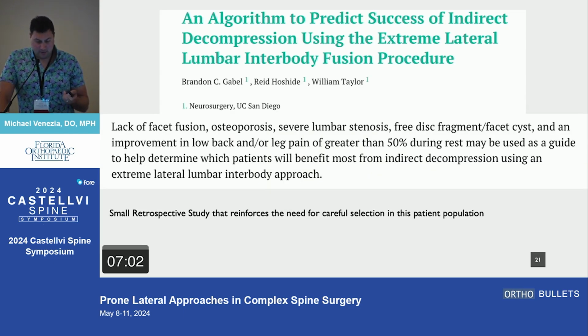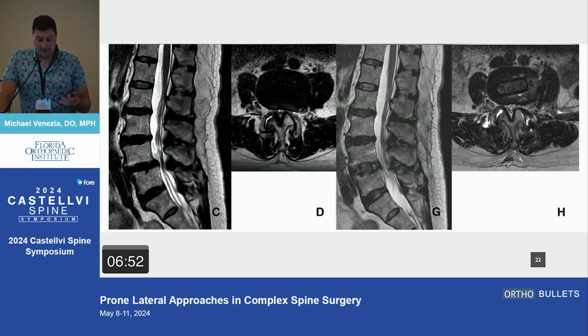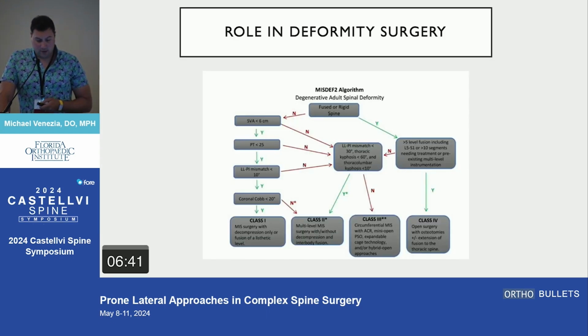Bill Taylor did a really good job trying to define which of these patients that we can carefully select, but I would argue that with prone lateral, we're able to accomplish all these goals and open decompress if we see it as necessary. And there's some good studies that show that these are pre and post-operative MRIs that we do get good ligament taxis and improvement of our stenosis from an indirect decompression.